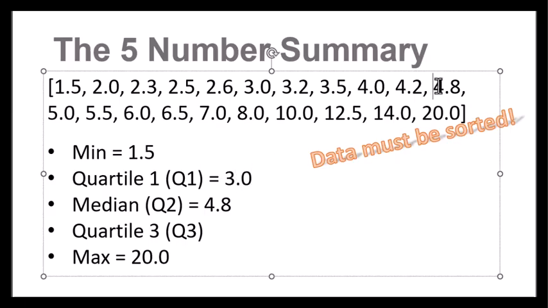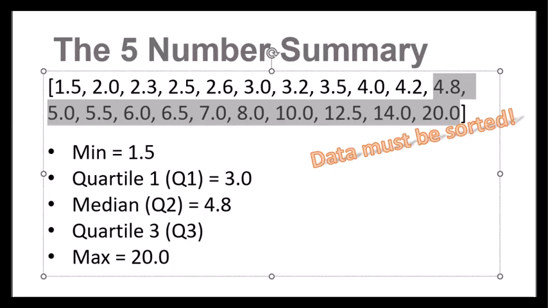And then I do the same thing for the second half of the list, again including the median. So that is 11 data values, and I take the 6th one again. 1, 2, 2, 3, 4, 5, 6. The sixth data value in this list is 7.0.